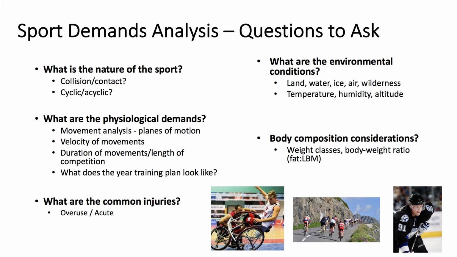And then looking at the phenotypes, so the body composition considerations. Is it a weight class-based sport? Is there an impact on performance from a body mass ratio impact? So is there an importance on fat and lean body mass, or is there not? For example, in the sport of cycling, in order to be fast going uphill, you have to be able to push your weight. So you need a high power to weight ratio. So in that sport, the phenotype and the body composition of the athlete would be important during certain phases of their training cycle.